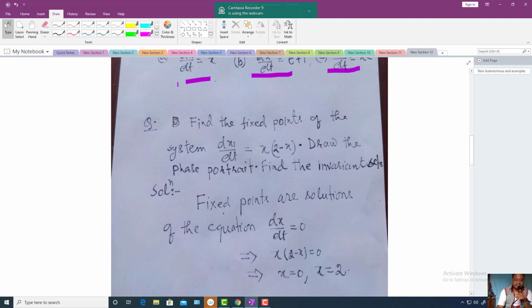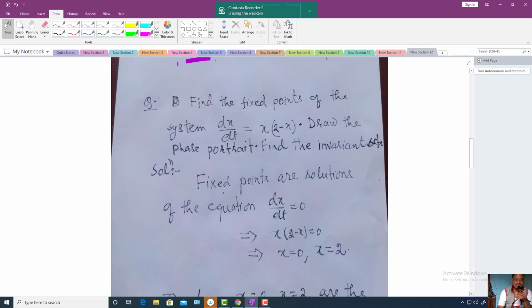So next, another example, let us see. There will be less theory and lots of problem solving in this chapter. So it is very interesting. I'll solve some examples, and you can solve similar ones. Find the fixed points of the system. The next example: find the fixed points of the system, and this is the system.